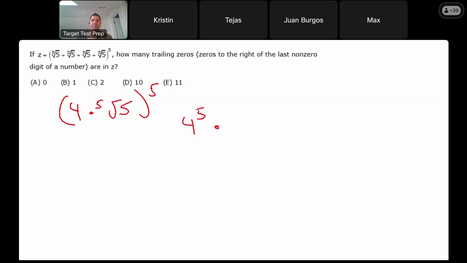Then you end up with 4 to the 5th times just plain old 5. So it's clear we're going to get 1 trailing 0 here, right? And that's the final step here. Because again, we care about what there's less of to generate those trailing zeros. Any questions about that?